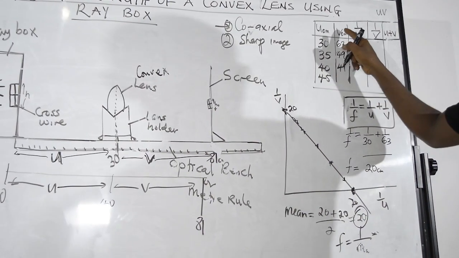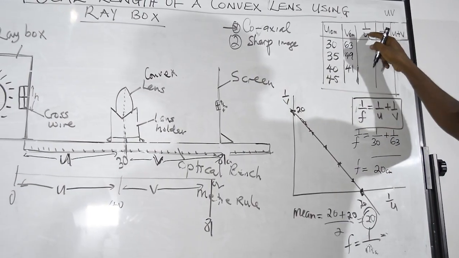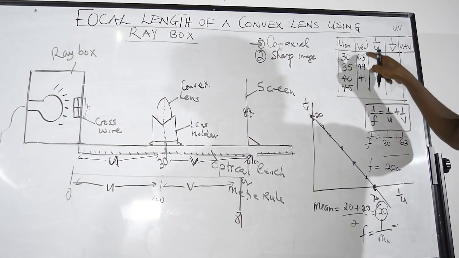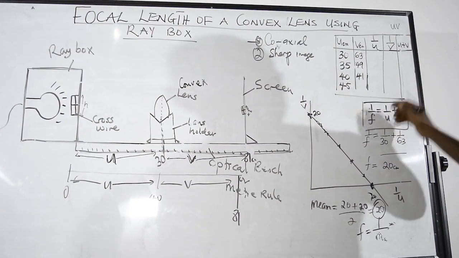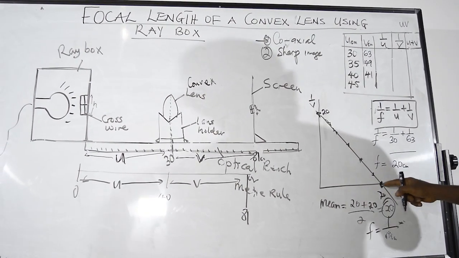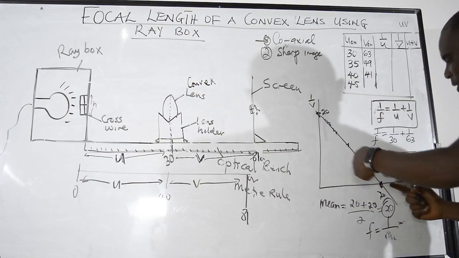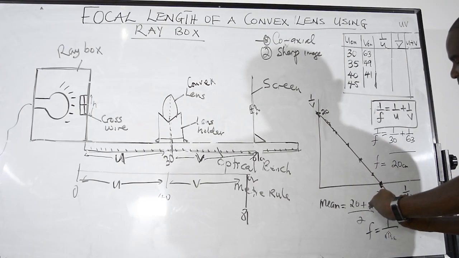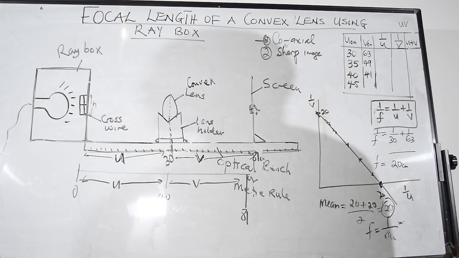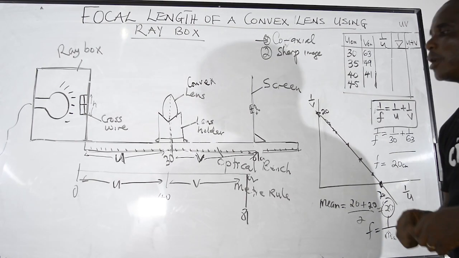So it is just the procedure. First, you get the image and object distance, you find the reciprocal, that is 1 over 30, that is here, 1 over 63, that is here. If you plot that graph, this against this, you extrapolate the graph to cut the y-axis and the x-axis. Those two numbers, you add and divide by 2. That value, you take the reciprocal of that value, will give you the focal length of this lens. So it's easier that way.